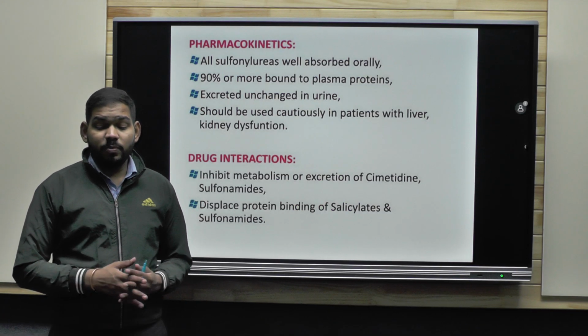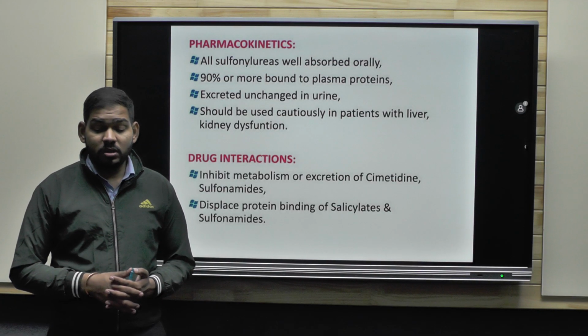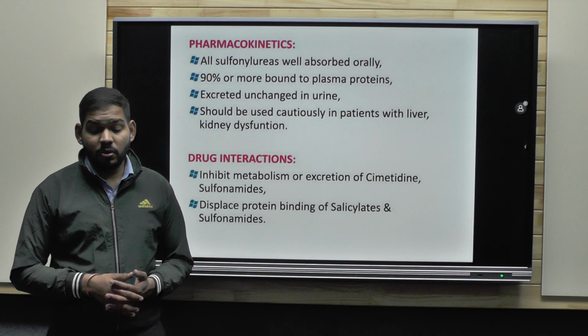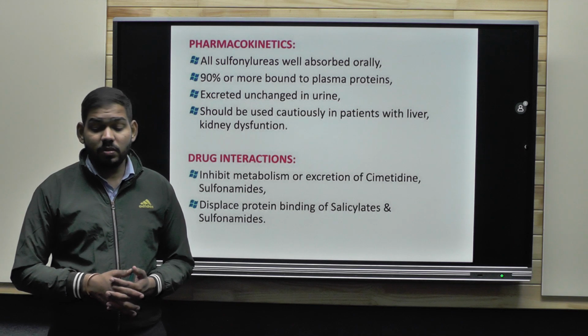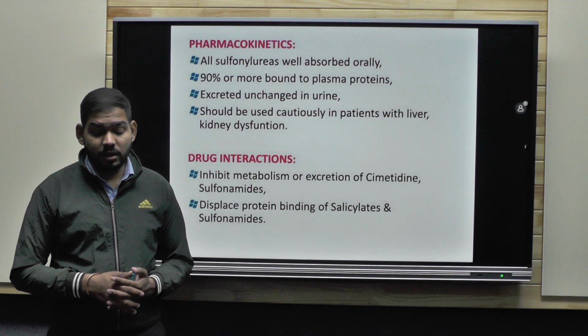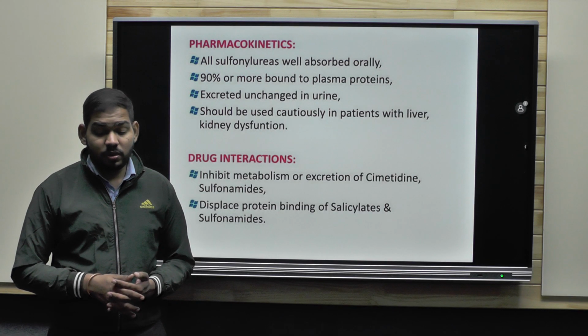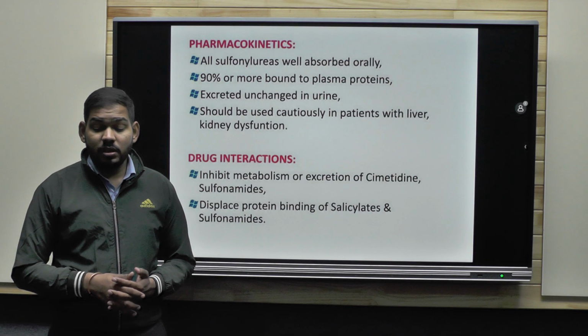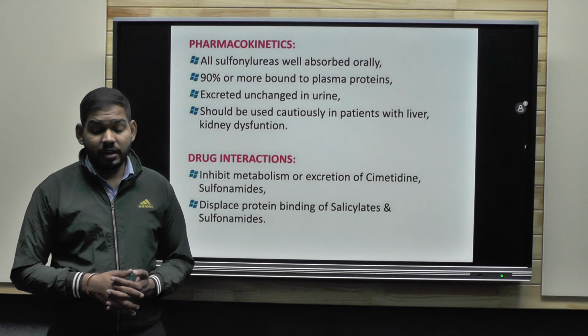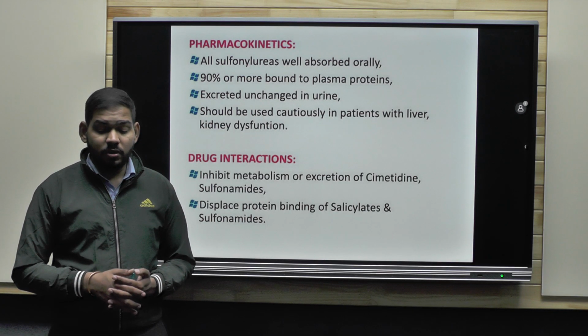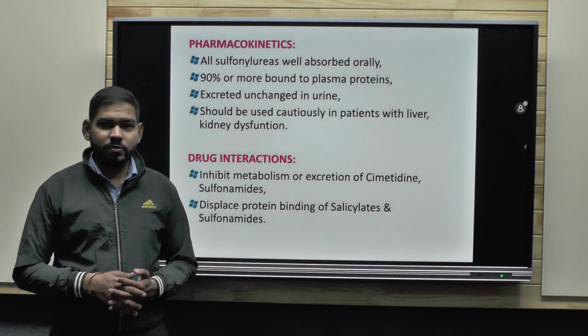The pharmacokinetic profile of the sulfonylureas: all sulfonylureas are well absorbed orally. 90% or more are bound to plasma protein and excreted unchanged in the urine. They should be used cautiously in patients with liver and kidney dysfunction. What are the drug interactions related to the use of the sulfonylureas?